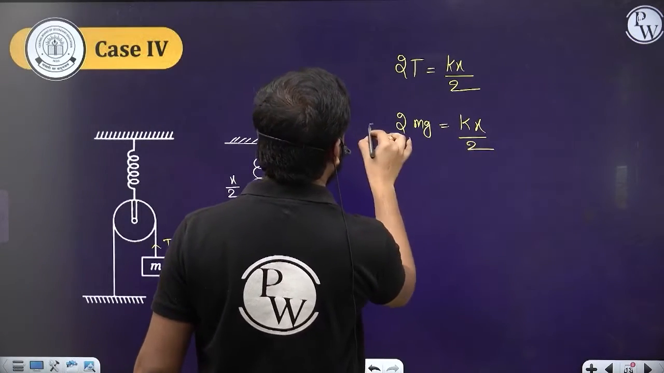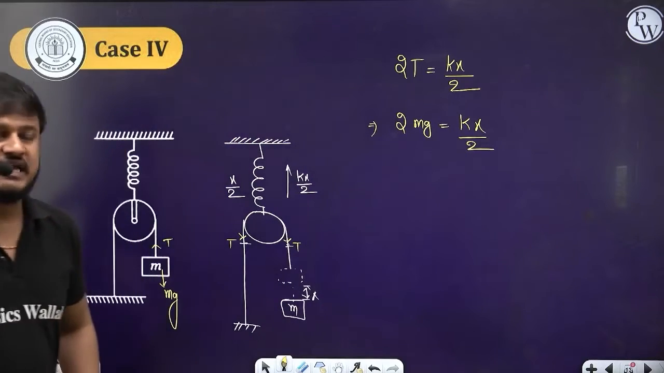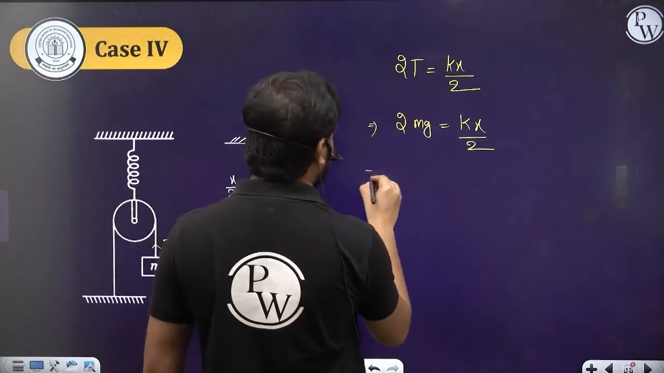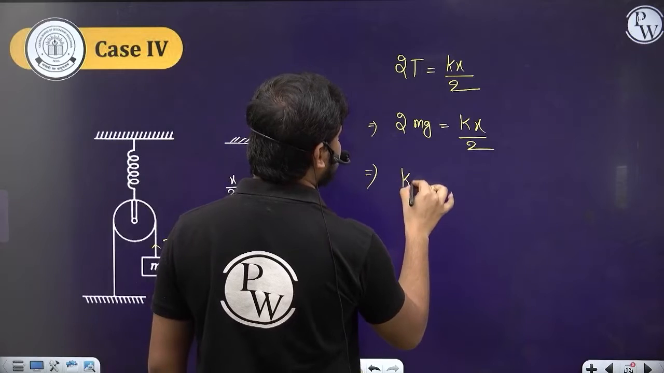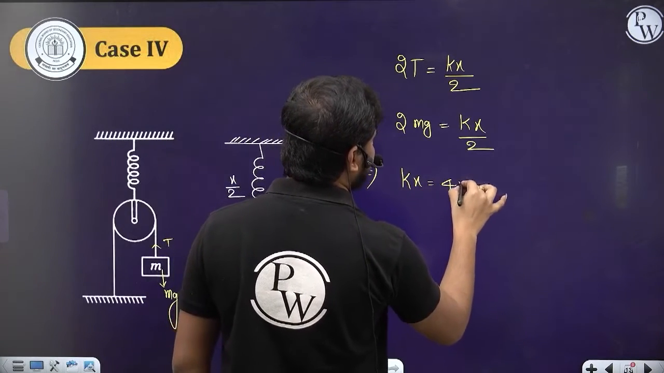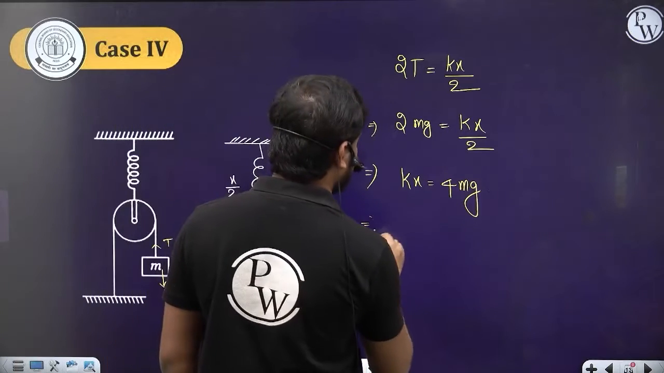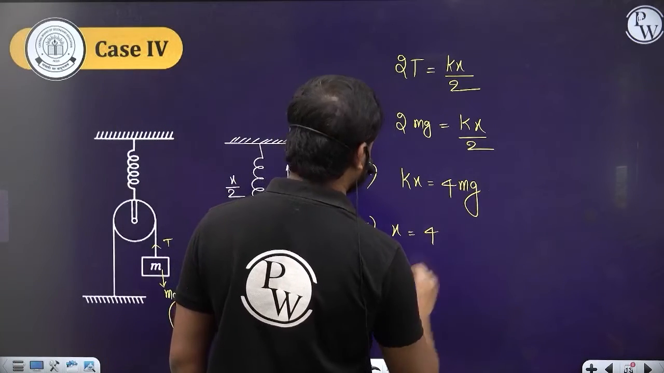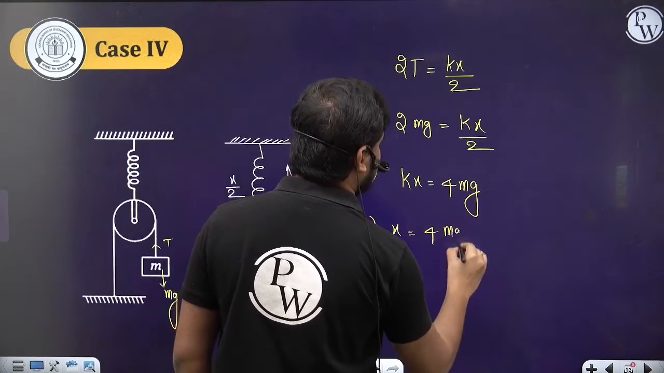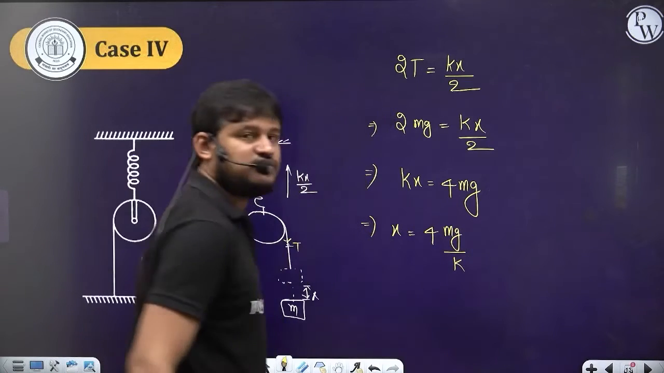So from here what do we actually need? We need the k value. From here I can write kx is equal to 4mg, right? Then x is equal to 4mg by k.